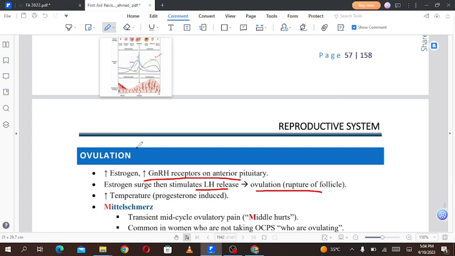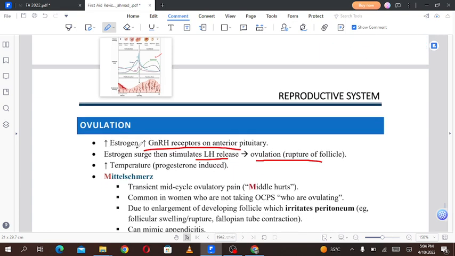So the estrogen surge stimulates LH release, ovulation, and rupture of the follicles. Then there is increased temperature and progesterone is induced. Whenever there is increased temperature, there is progesterone induction. Progesterone induction causes an increase in temperature, so basically the temperature increases at the time of ovulation.